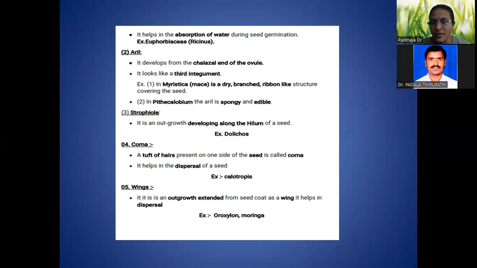What is the main role of these hair-like structures? They act as parachutes in order to spread the seeds from one place to another place.